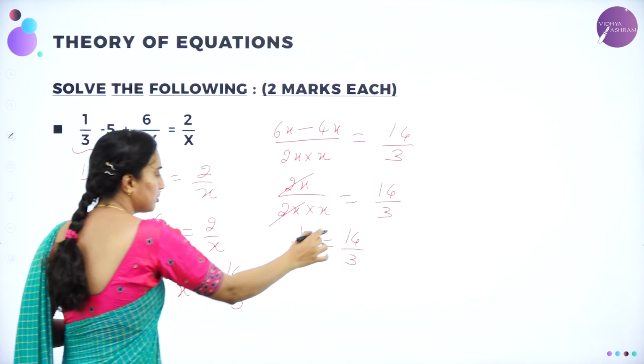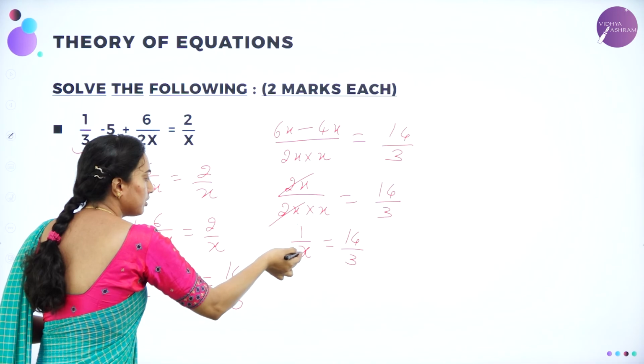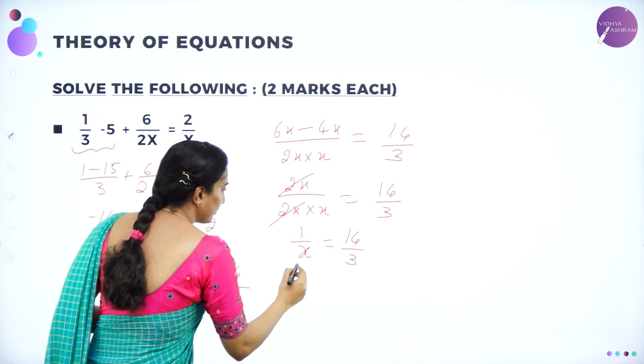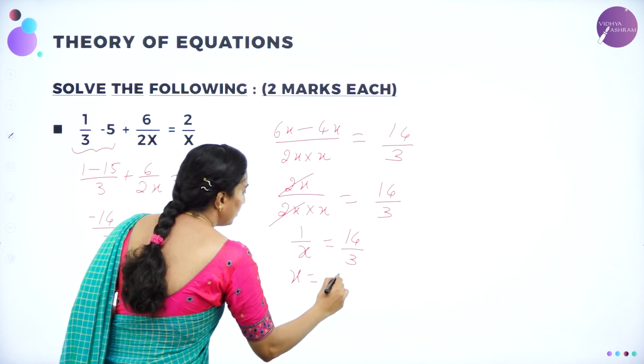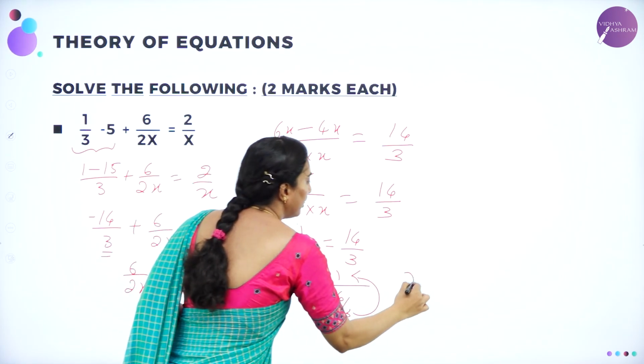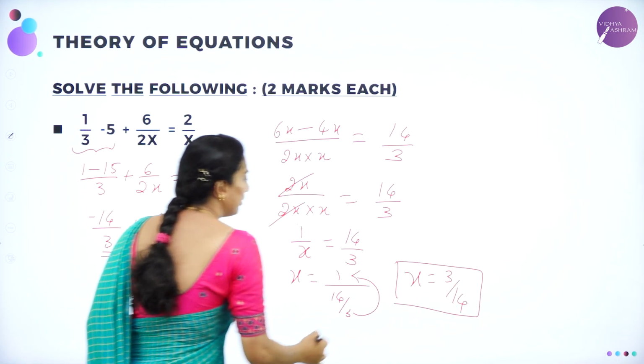Now you take x to that side, 14 by 3 to 1 by 14 by 3. 14 by 3 comes to the denominator and 3 will go to the numerator. Therefore, I can write here x will be equal to 1 divided by 14 divided by 3. 3 will go to the numerator. x will be equal to 3 by 14. This is how you are going to solve.